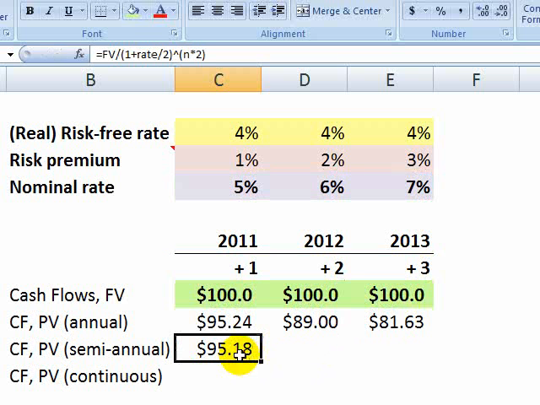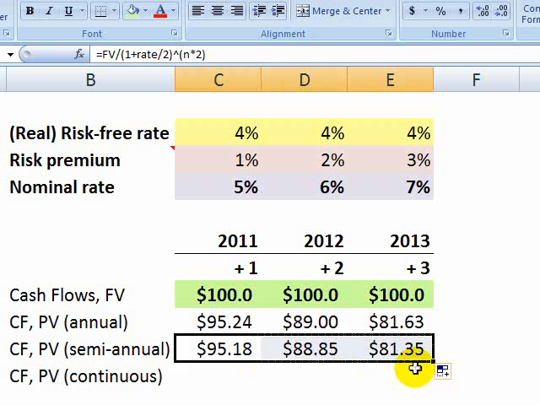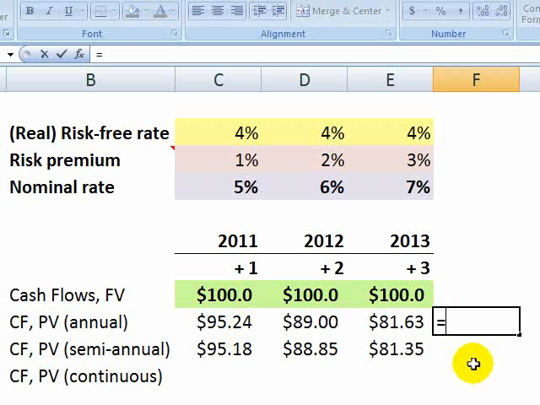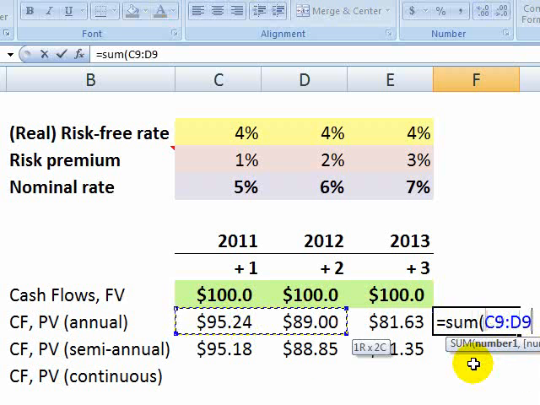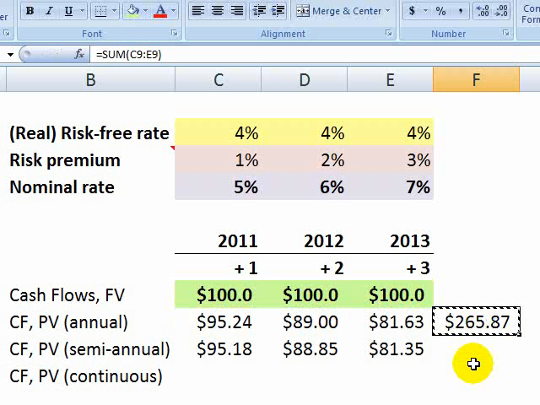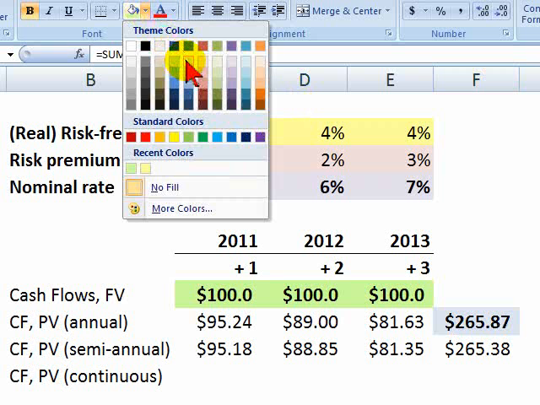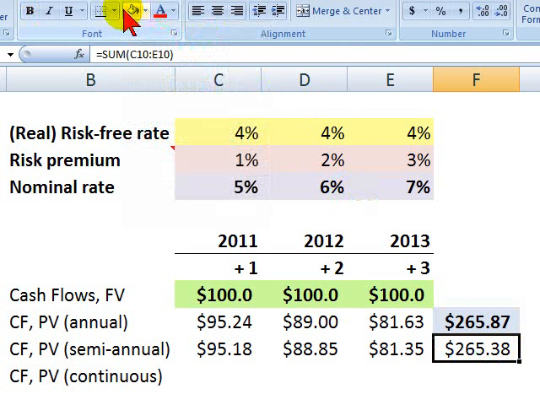And appropriately, I get a lower number. Copy these over. Here's my 81.35, the present value of $100 received at the end of 3 years, discounted semi-annually at 7%. In both of these cases where it's discrete, of course, then I add my different payments together over the 3 years, and this reflects the present value of the three cash flows. And so you'll notice I have a slightly lower number for the semi-annual.